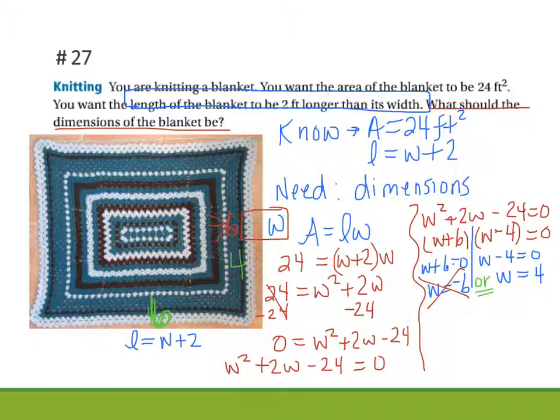Now notice that what we were asked to find out were, in fact, the dimensions of the blanket. We were not asked to find W, although we had to find W to get the answer. We were asked to find the dimensions. So let's write an answer to the question. So the dimensions of the blanket are 4 by 6.